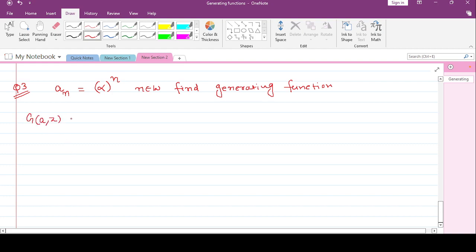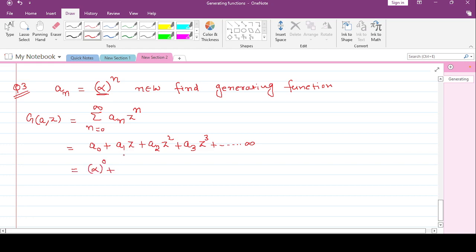G(z) is equal to summation n equal to 0 to infinity a_n z^n. So this can be written as a0 plus a1 z plus a2 z square plus a3 z cube and so on. But what is the value of a0? You set n value equal to 0 here, so it then becomes alpha raised to the power 0.